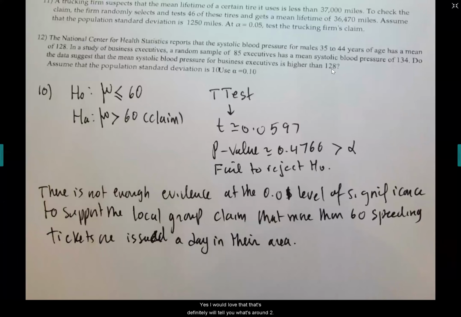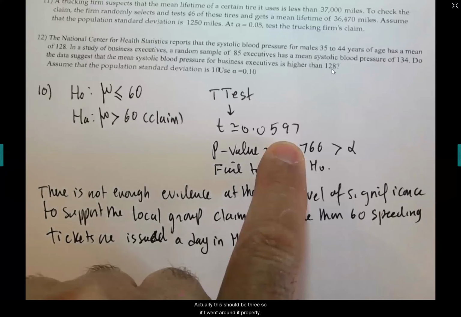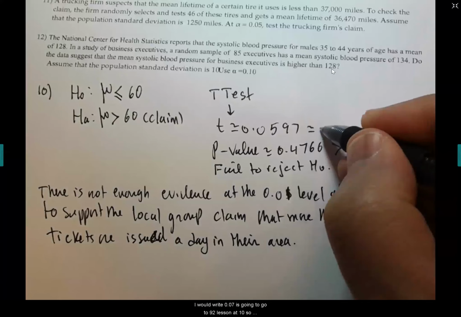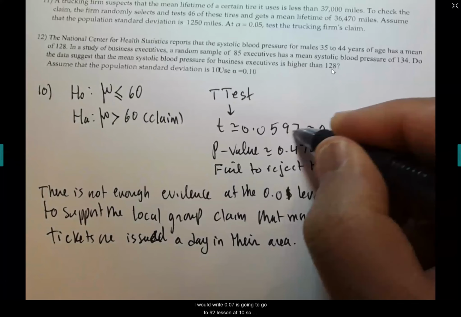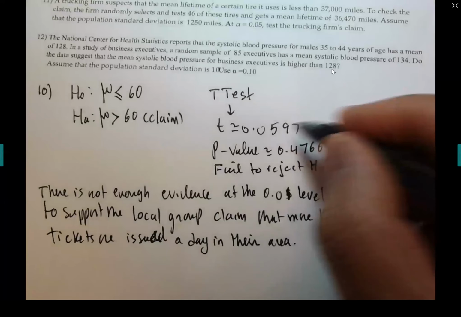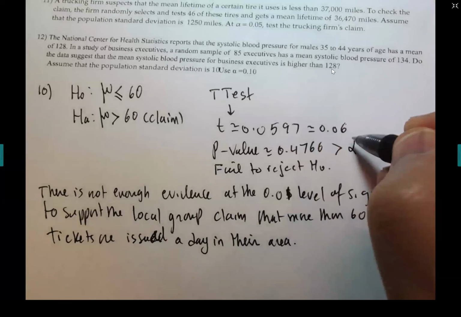Yes, on the test, definitely, I will tell you what to round to. Actually, this should be 3. So if I want to round it properly, I will write 0.0, oh, the 7 is going to go to 9, so that's an 10, so that's going to go to 6. That will be it, 0.06.